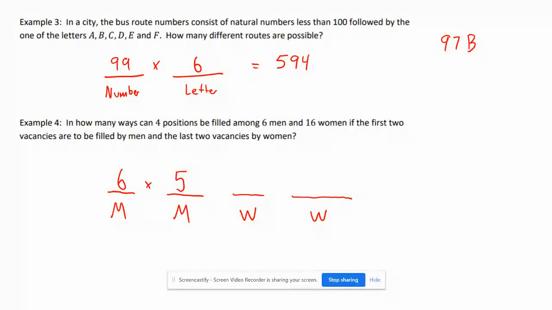And then for the second 2 choices, we have options for the number of women. So we have 16 women, and then 1's been chosen, so there's only 15 left.